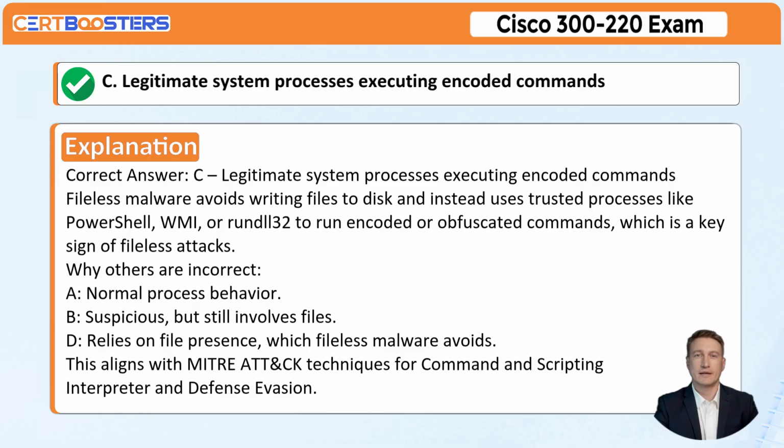Why others are incorrect? A. Normal process behavior. B. Suspicious but still involves files. D. Relies on file presence, which fileless malware avoids. This aligns with MITRE ATT&CK techniques for command and scripting interpreter and defense evasion.